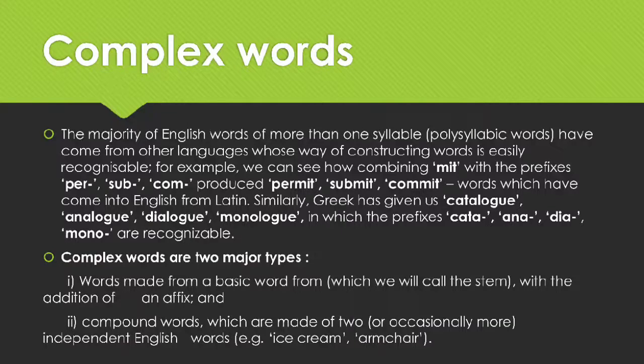Complex words are of two major types. First, words made from a basic word form, which we will call the stem, with the addition of an affix, and two, compound words, which are made of two or occasionally more independent English words. Example, ice cream, armchair.